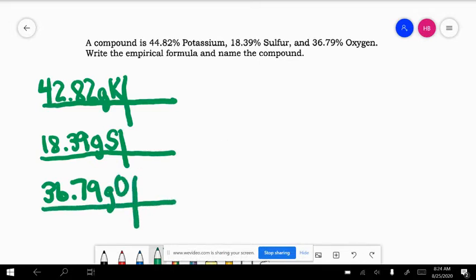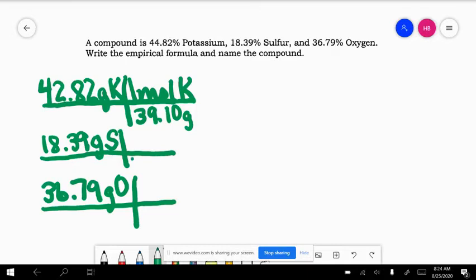Step one is always to change it to moles. Remember, in chemistry class, you cannot compare two different elements grams to grams. So I need to use my periodic table of the elements. Find the molar mass. Potassium is 39.10 grams in 1 mole. Remember, the periodic table of the elements always tells us how many grams there are in 1 mole.